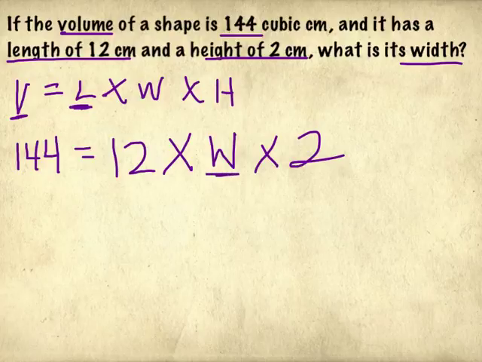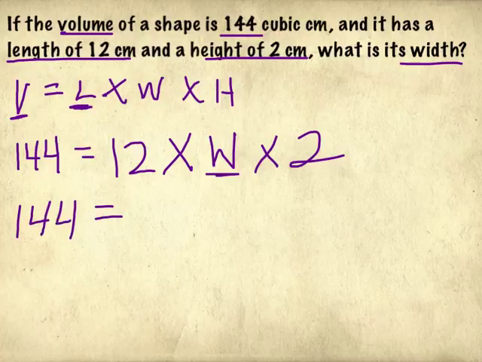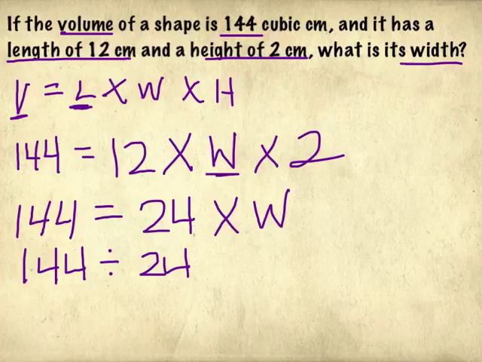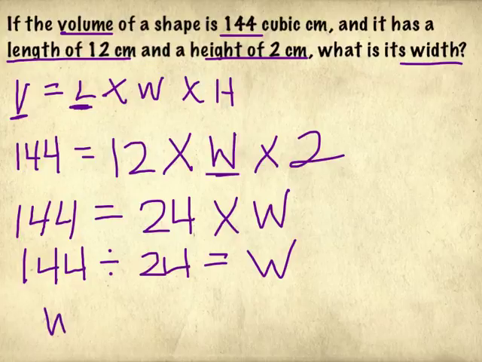So now, this actually becomes really easy. I just need to solve for this. So I can multiply 12 and 2, which is 24. So 144 equals 24 times W. And then, of course, now it's just a fact family. If 144 equals 24 times W, then 144 divided by 24 equals W. And if I plug that into my calculator, I will find that 144 divided by 24 is 6, which means W is 6. It has a width of 6 centimeters.